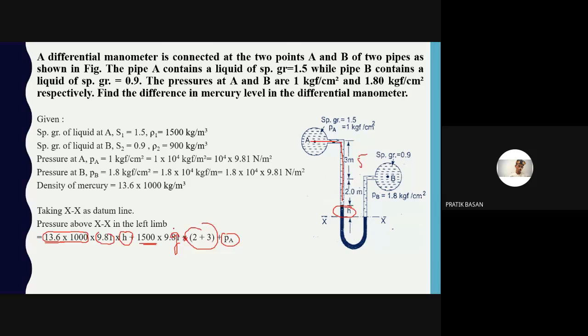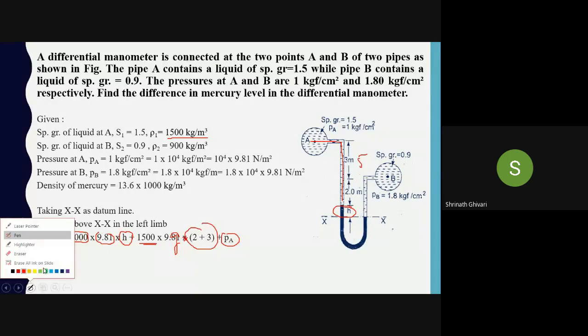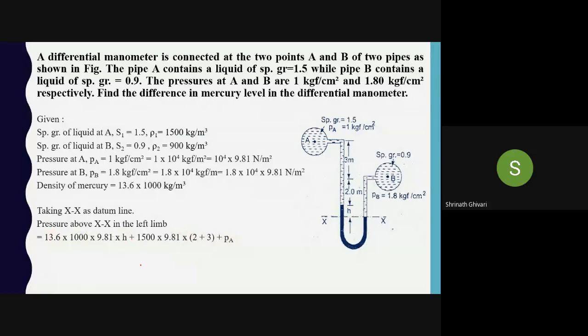Why 1500? Density is 1500. Okay, plus PA. Understood this part? Yes, sir. Okay, next. When we simplify it, it will be 13.6 thousand into 9.81 into H plus 1500 into 5. Into 5 it will be 7500 into 9.81 plus PA. How much is that? 10 into raised to 4 into 9.81. Done? We got our answer.